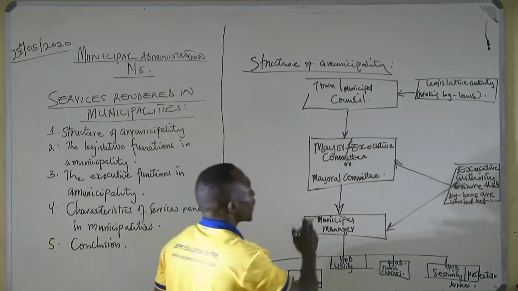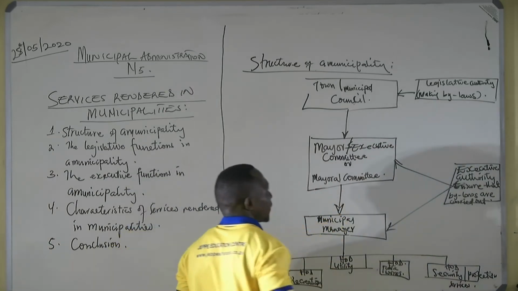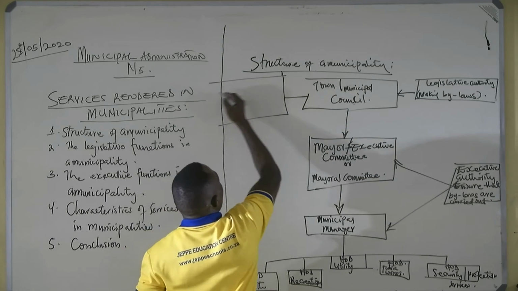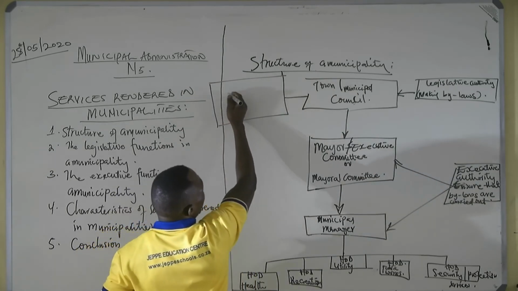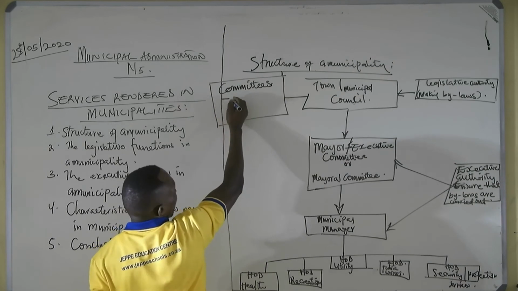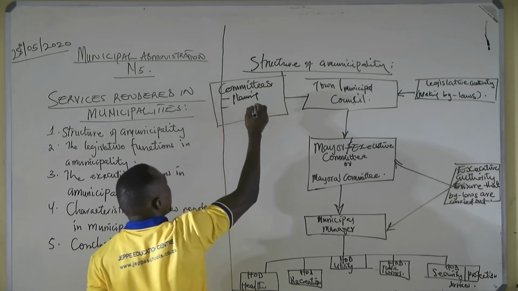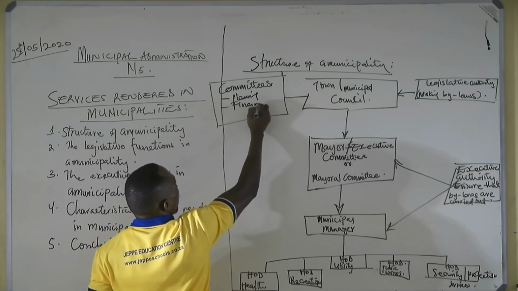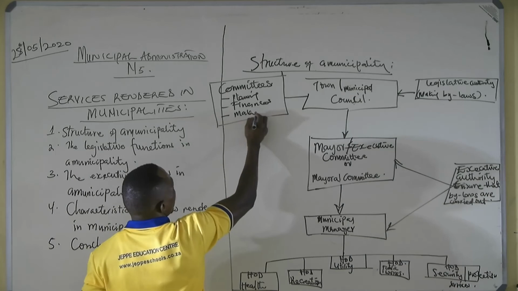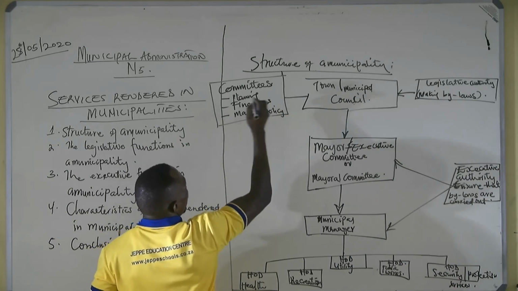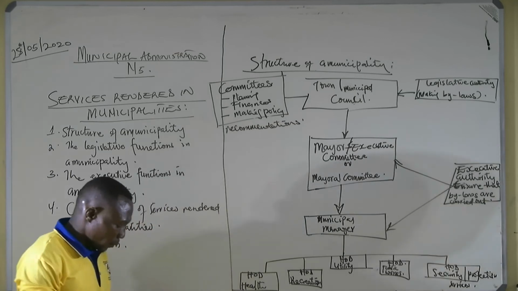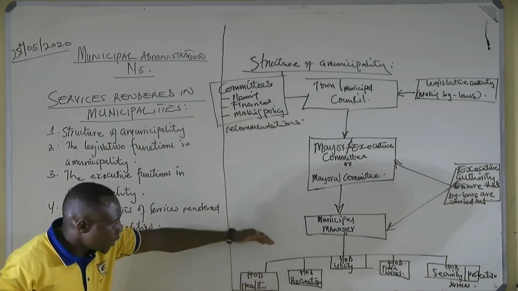Now, away from that, this municipal council is in charge of especially appointing two significant institutions, whereby the first one is the legislative authority that is in charge of making bylaws, and the second one is what we call the committees. The municipal committees. These municipal committees are in charge of, for example, planning, drawing up plans. They are in charge of making a follow-up on the municipal finances. They are in charge of making policy recommendations. And so many others.